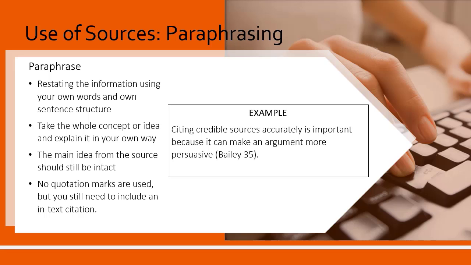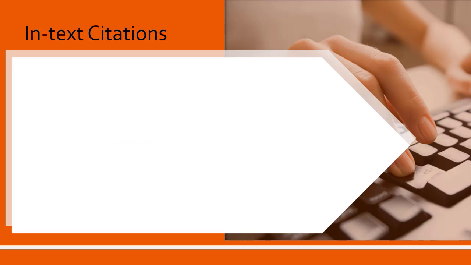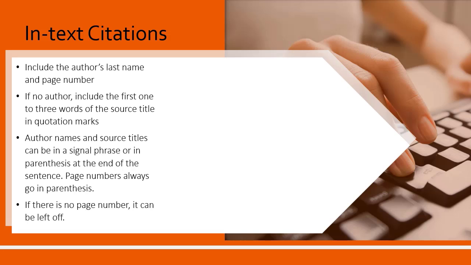As you can see in the example here, there are no quotation marks because you're paraphrasing the author's information. Still, you must have a citation since these ideas are not your own. As you already saw in the previous examples, in-text citations are used to identify when you're using source information in your paper, and it helps your reader find more details about the sources on the works cited page.